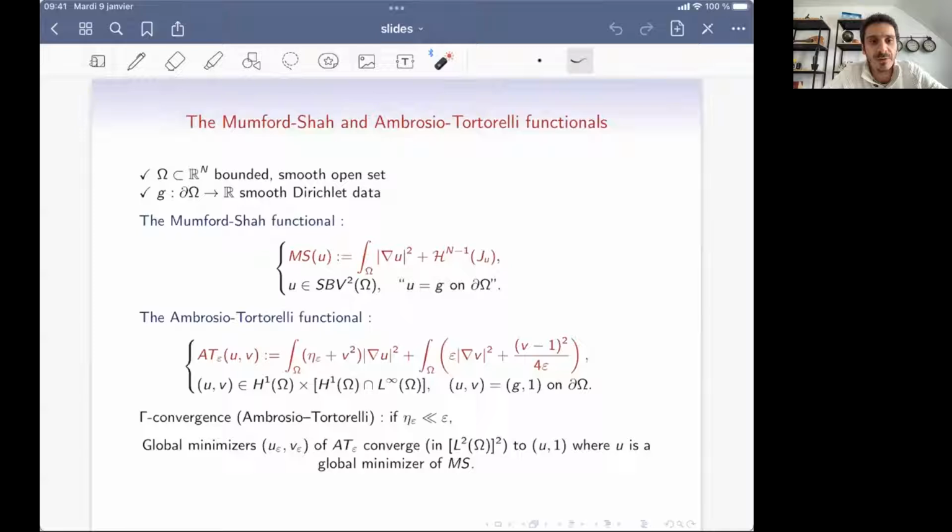So there is also a well-known phase field approximation of this functional, which is called the Ambrosio-Tortorelli functional, which roughly consists in replacing the discontinuity set J_U by a phase field variable that I call V. So you essentially replace the measure of the jump set by this Modica-Mortola type functional expressed in terms of V. So there is a scaling parameter epsilon.